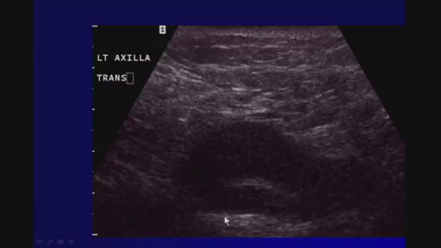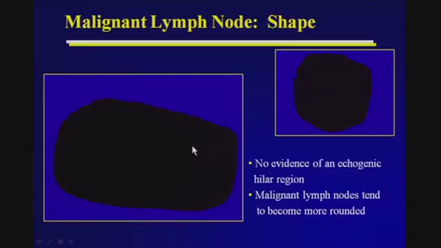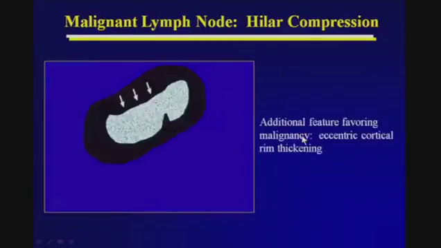Here would be an example, just looking at a metastatic lymph node. Notice how the hilum is markedly compressed with expansion of the cortex here. So if we were to biopsy this lymph node, we'd biopsy into the area of the prominent cortex. And here's another example of some malignant lymph nodes. Notice this is an oval hypoechoic lymph node. We don't see the hilum. And as the lymph node moves towards metastatic, it tends to become more rounded, as we see here.